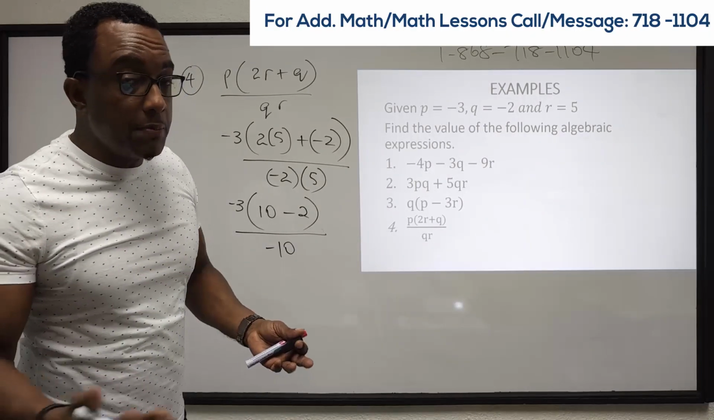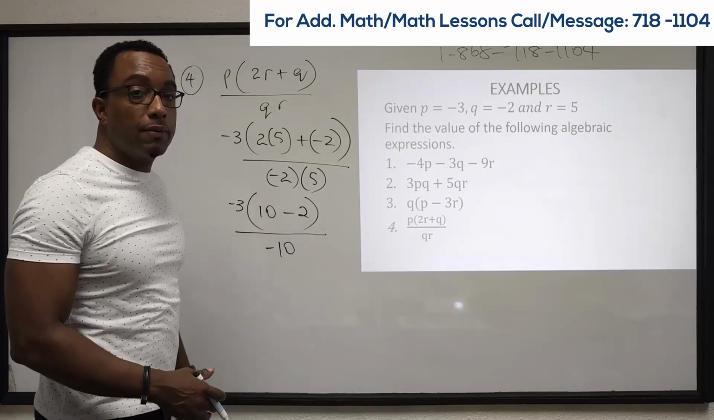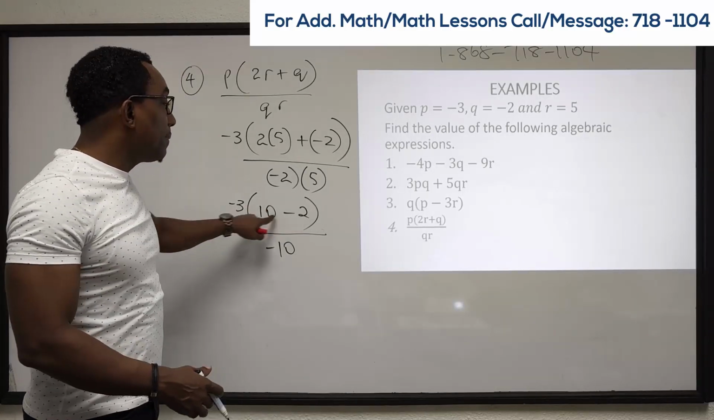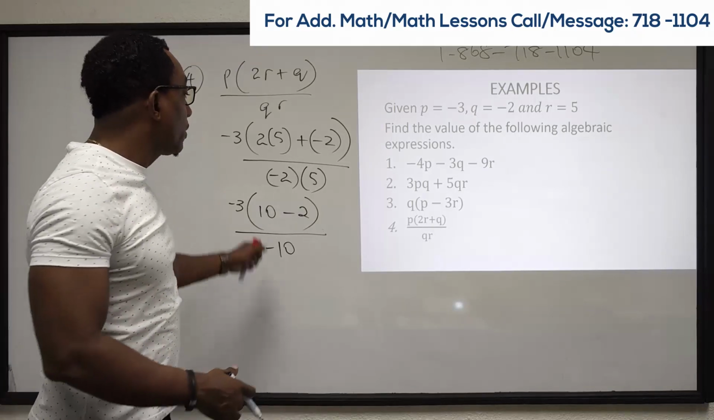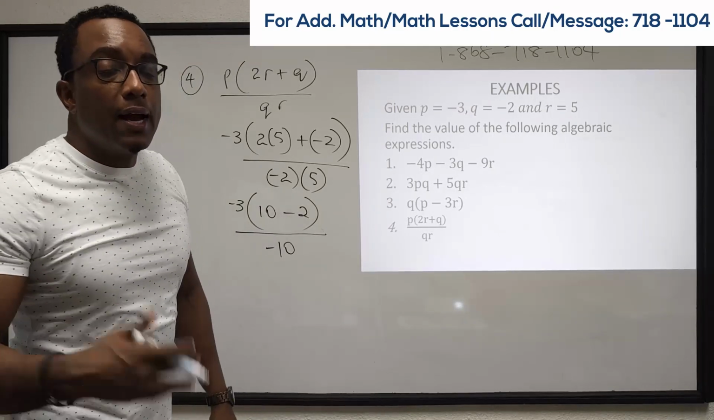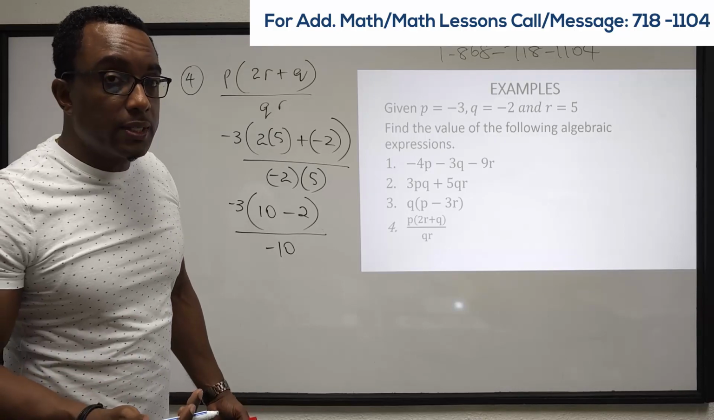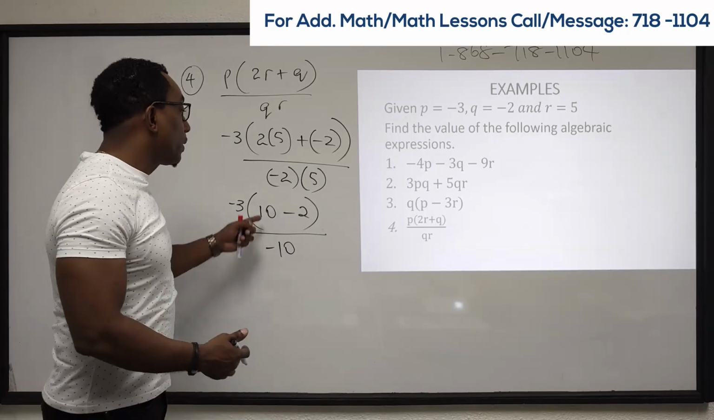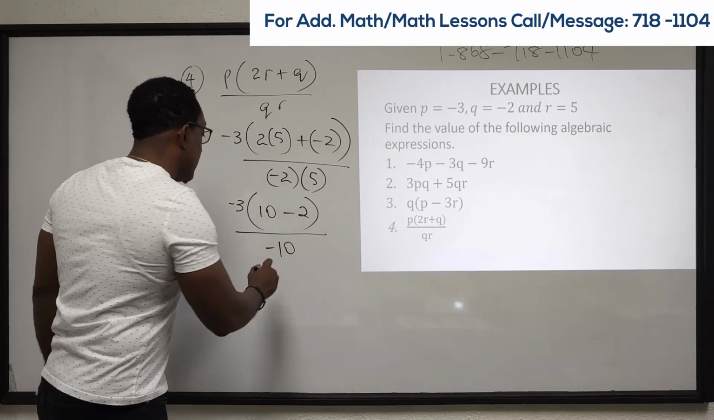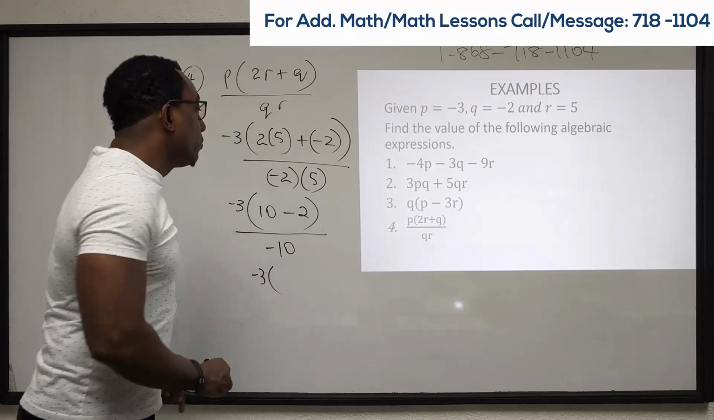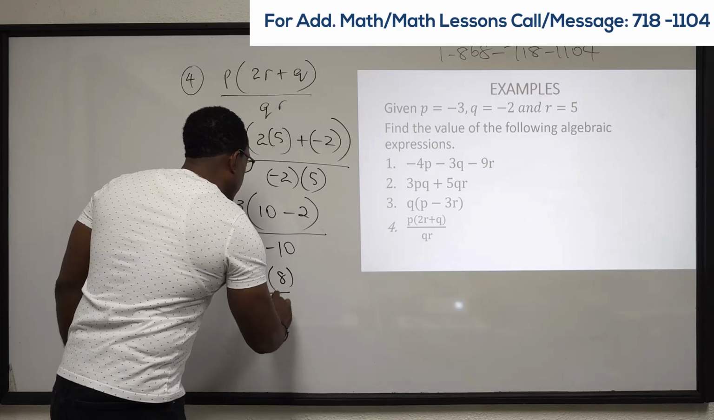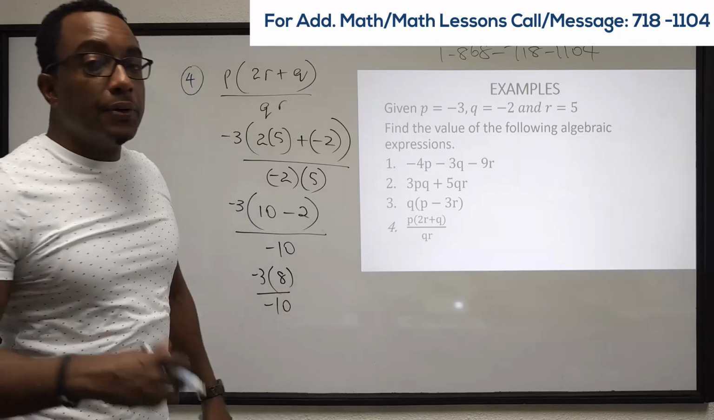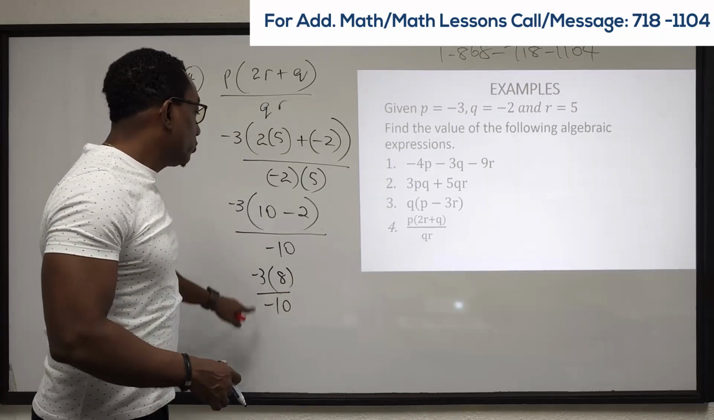Let me further simplify. We can apply the distributive law to multiply negative 3 by each one of the numbers within the bracket, or we can work out what we have inside of the bracket and we multiply by negative 3 outside. So I'll go that route, which is to work out what we have inside the bracket. So this is negative 3, and we know 10 minus 2 will give us 8, all over negative 10. And we further simplify negative 3 by 8.